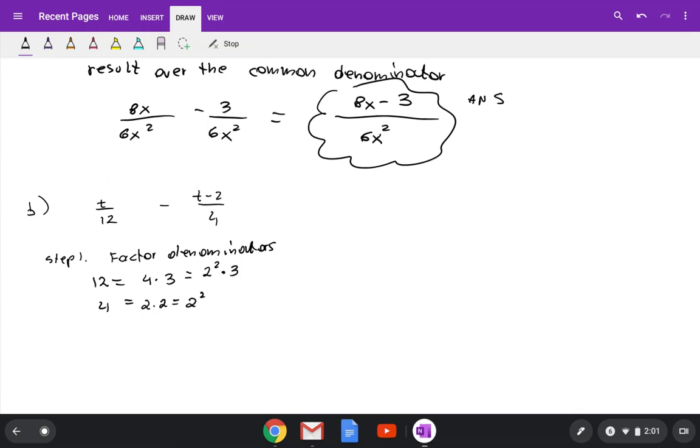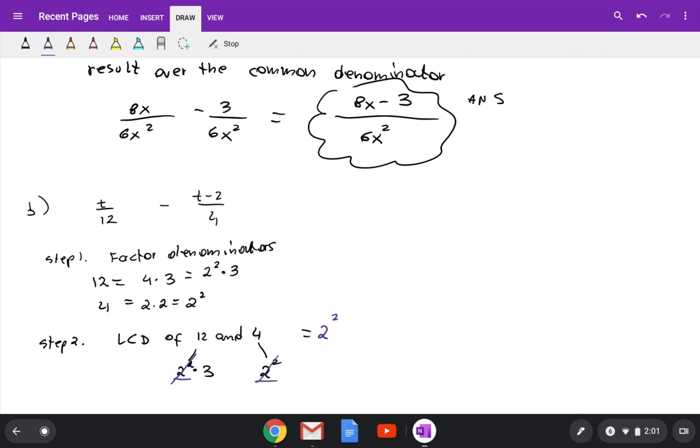Okay, so step 2 is you have to find the LCD of 12 and 4. So we already know that 12 is the same as 2 to the second power times 3. 4 is the same as 2 squared. So to find the LCD, you take the repeating factor to the highest exponent. Since both of them are to the second power, we'll just copy 2 to the second power.